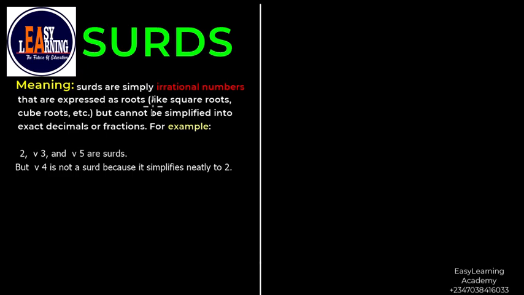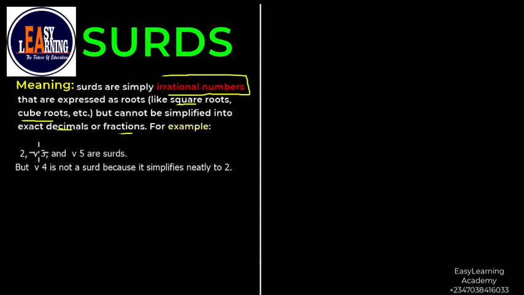Surds are simply irrational numbers. Note the word irrational. Surds are simply irrational numbers that are expressed as roots. This root can be a square root, a cube root, a fourth root, etc., but cannot be simplified into an exact decimal or fraction. Now, when we take some examples, we will understand what we are talking about.